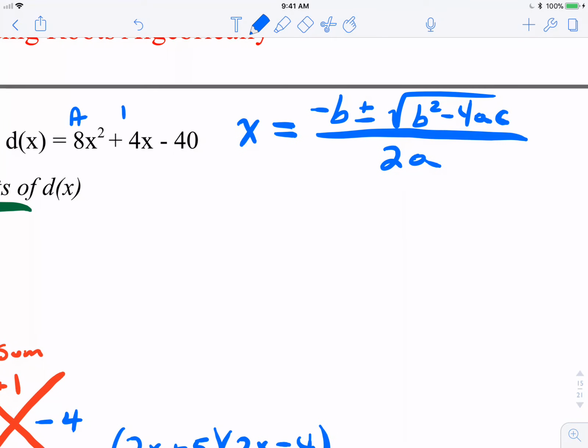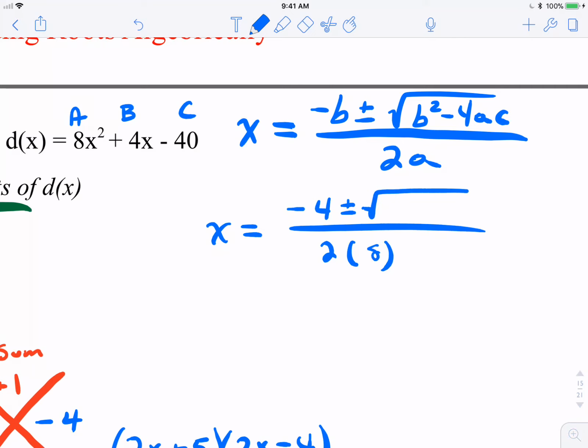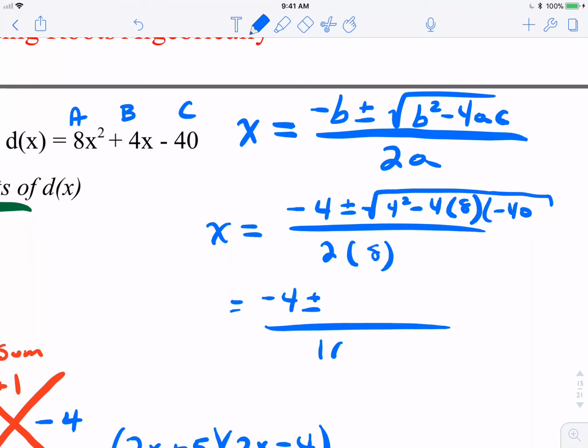So in this case, A, B, C. My B is 4, which is going to be -4. That's going to be 2 times 8. And if anything, hopefully this little interlude will show you to maybe try factoring rather than this. And this is -40. Okay. My radicand, I have a 16 as a denominator. My radicand is going to be 16 minus, I forgot to close the parentheses there, 32 times 40.